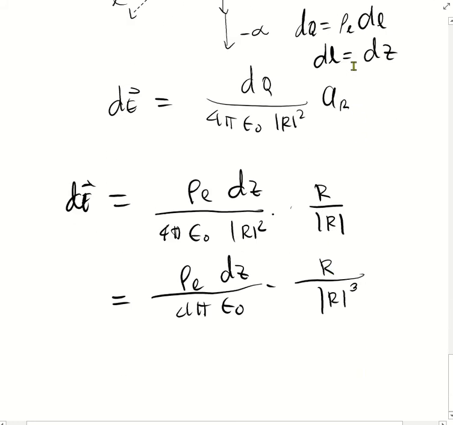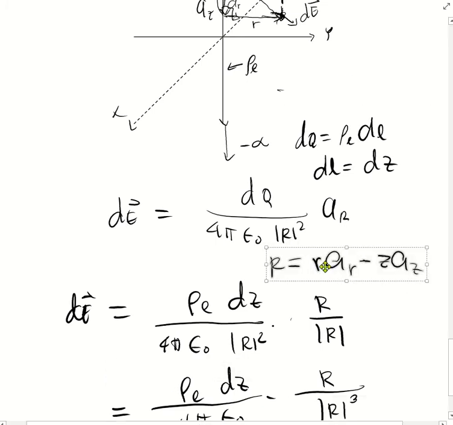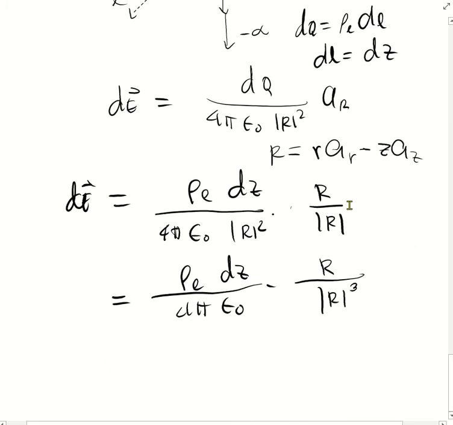Pero alam na natin yung vector R. Yung R natin is ito, itong part na to. Yan yung R natin. So, kung yan yung R natin, ano yung magnitude niyan?